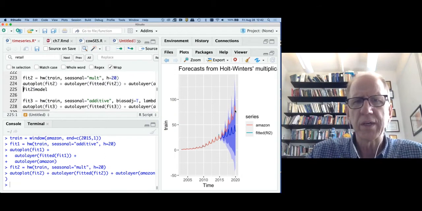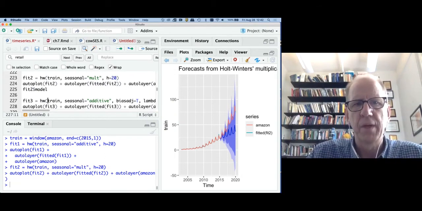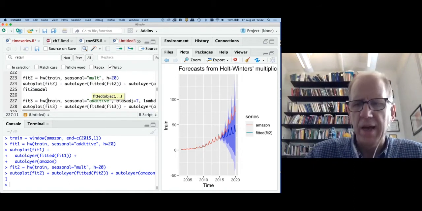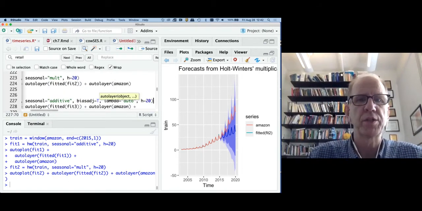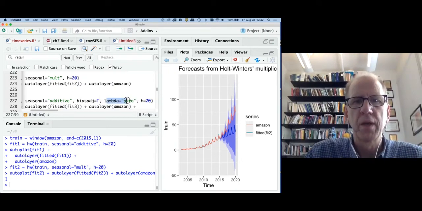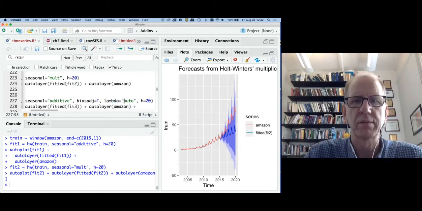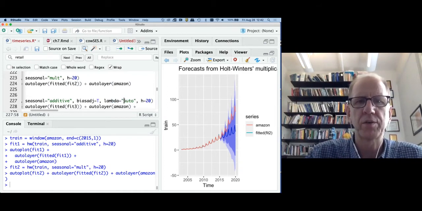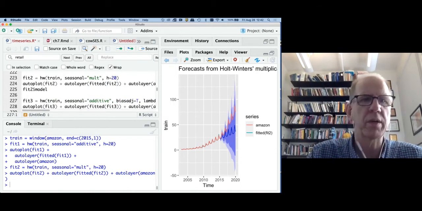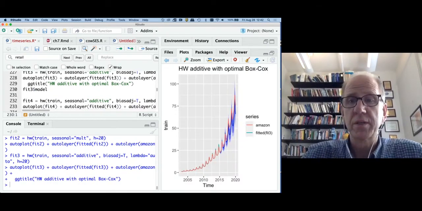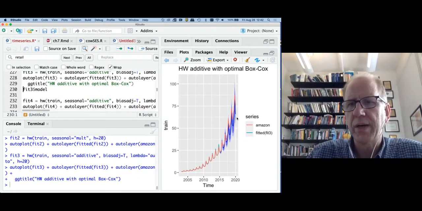So the way we're going to address that problem is to use a Box-Cox transformation. I don't really know what transformation to use, so we'll just let the HW function choose it using the Box-Cox lambda function. Again, we'll project out 20 periods into the future. I'm going to do some bias adjustment when we create our fitted values. Well, let's go look at the plot. What we see is much improved. We're clearly getting the trend. The seasonal effect is increasing.